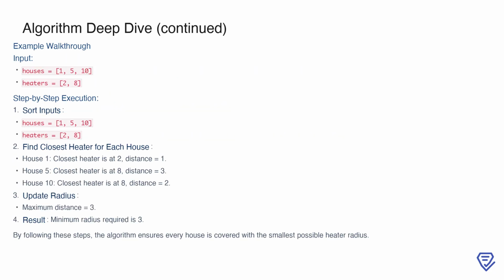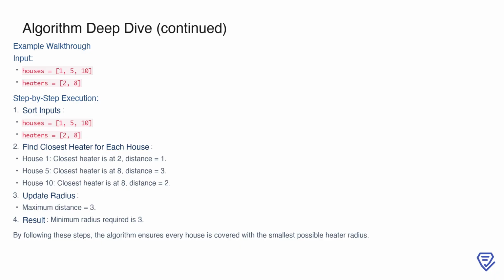To illustrate the algorithm, let's walk through an example. Suppose we have houses equals 1, 5, 10, and heaters equals 2, 8. First, we sort both lists, resulting in houses equals 1, 5, 10, and heaters equals 2, 8. Next, for each house, we identify the closest heater.